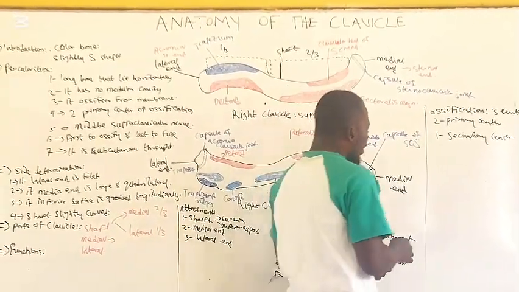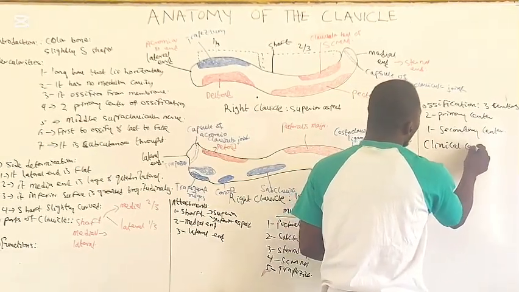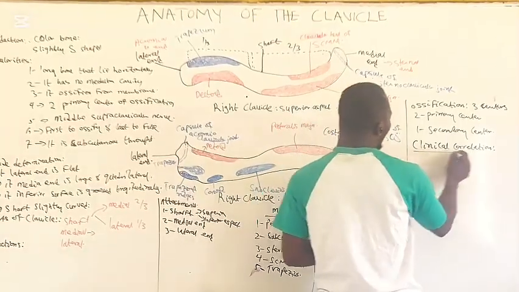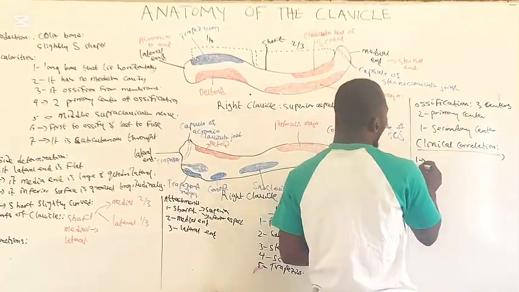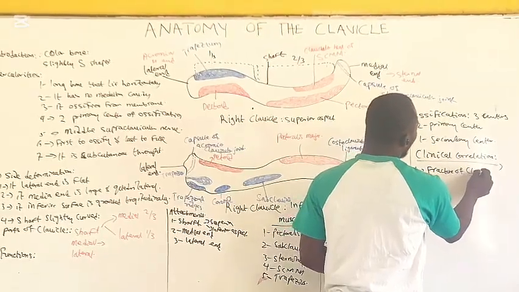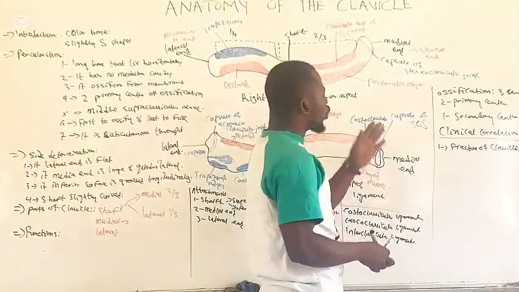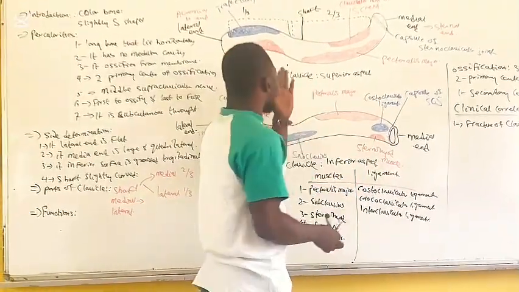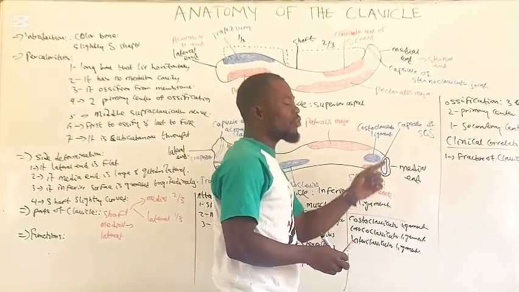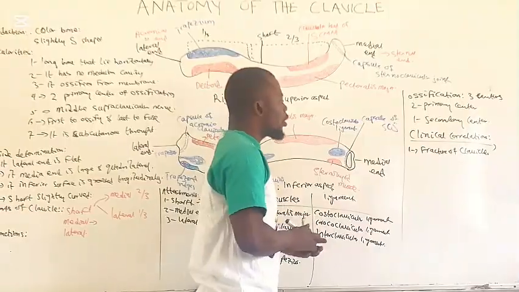The next one is the clinical correlation. The clinical correlation of the clavicle includes 1. Fracture of the clavicle. The clavicle is commonly fractured at the junction between the lateral 1/3 and the medial 2/3. That is where the fracture of the clavicle commonly occurs. The junction between the lateral 1/3 and the medial 2/3.